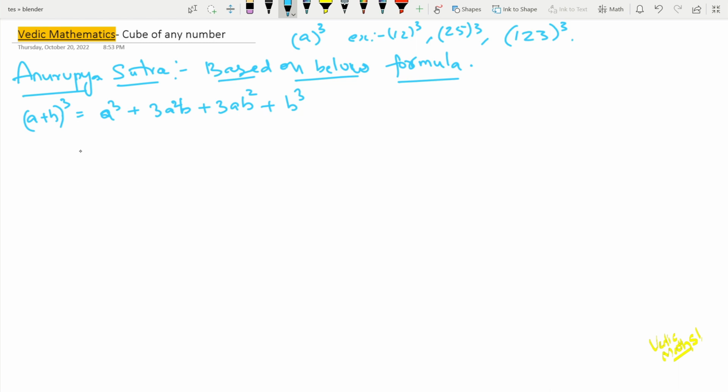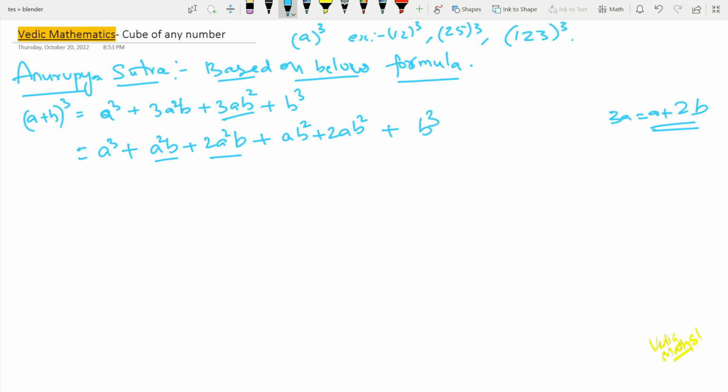We can further simplify this. a cube plus a square b plus 2a square b. To say this, I'm writing 3a square b as a square b plus 2a square b, so I split this term into two terms. Similarly, I split the 3ab square into ab square plus 2ab square, and the last term we have is b cube.